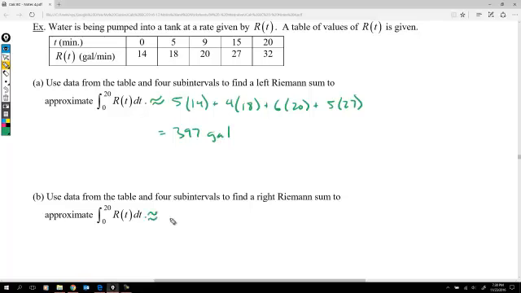Same deal here. I want to do a right Riemann sum this time. So approximate between 0 and 5, my delta x is going to remain the same, but I'm going to use the right point, so this time 18, and then 20, and then 27, and then 32. Remember, I'm not going to use this leftmost point when I do a right Riemann sum. We do the math, we get 492 gallons.